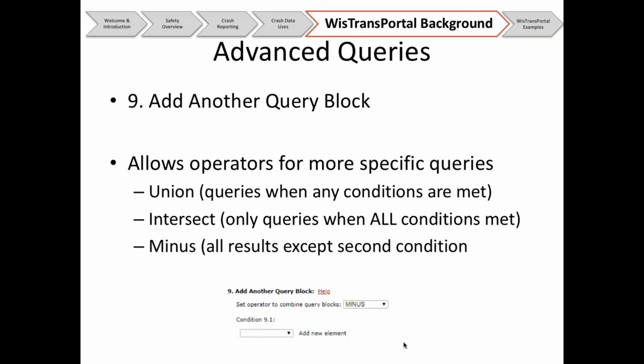The union queries when any conditions are met. So again, this is more of that or statement. The intersect only queries when all conditions are met. This is similar to our and operator before. Or the minus, which is all results except that second condition. So I might want to say, I want to look at all crashes minus all of the ones that were with driver 16. Maybe I want to pull out some of those crashes. I can go ahead and do that.